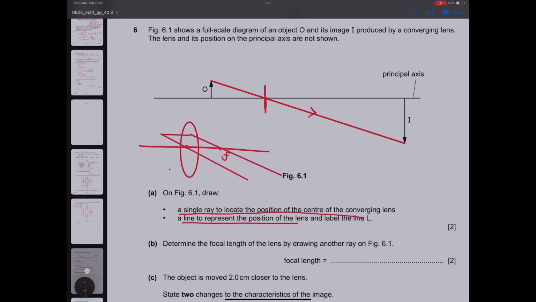Now determine the focal length of the lens by drawing another ray. Now how do we determine the focal length of the lens? First of all, let's complete your lens here.